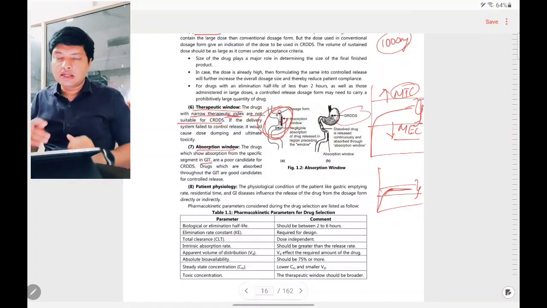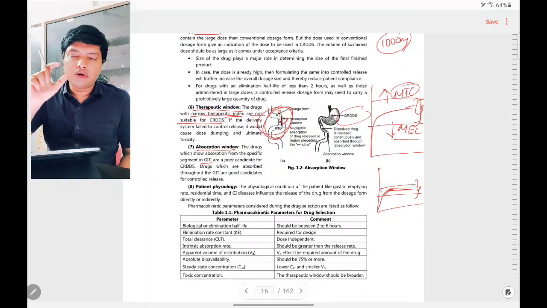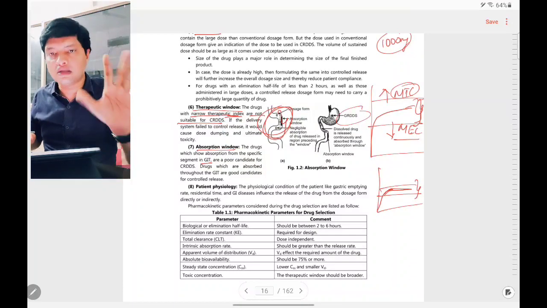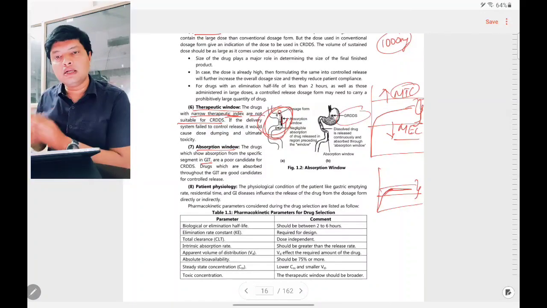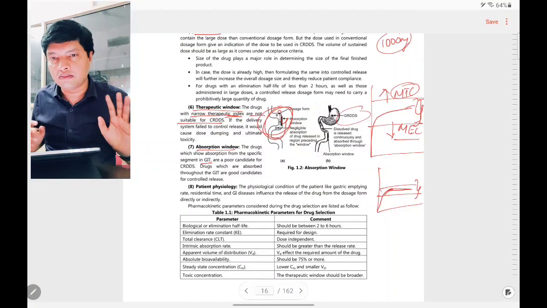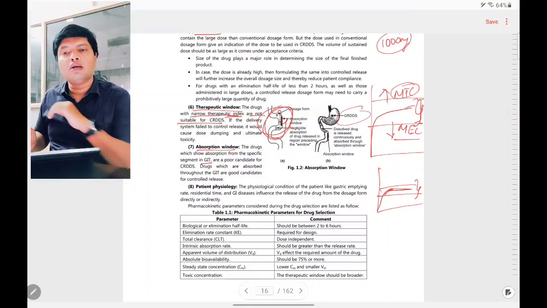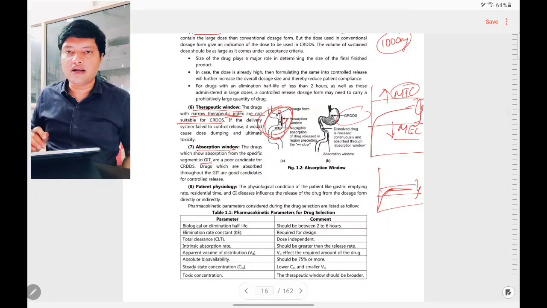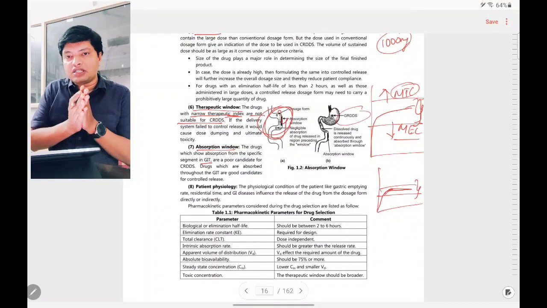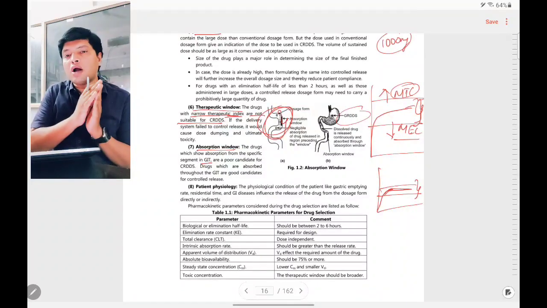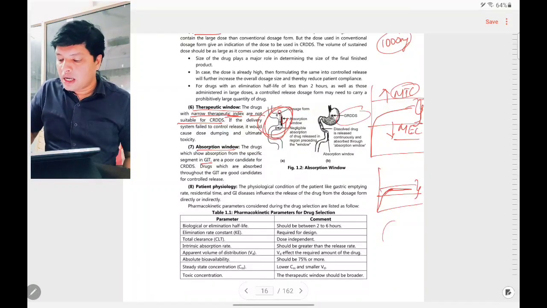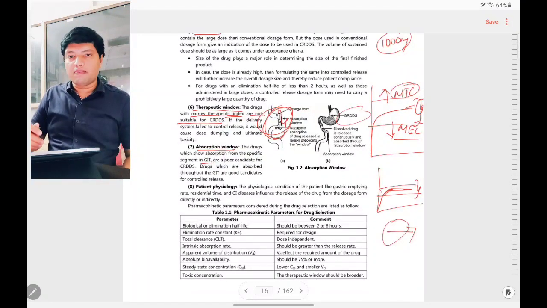Here absorption window means in which site of your GIT the drug is absorbing more. If it is absorbing more in stomach, we say absorption window is good in stomach. If it is absorbing only in duodenum, absorption window is in duodenum. If it is absorbing in colon, we say the drug is having absorption window only in colon of your intestine. So this type of drug which is having a specific absorption window is not a good candidate to design controlled drug delivery, because I am only controlling the release of the drug from the dosage form.